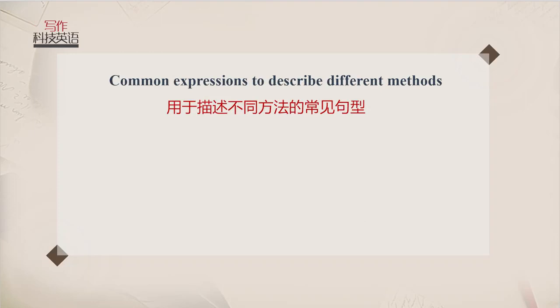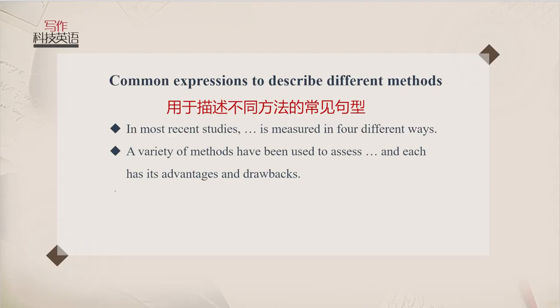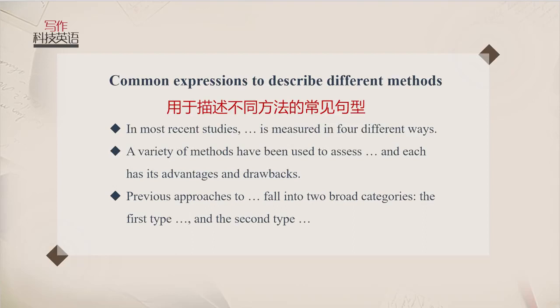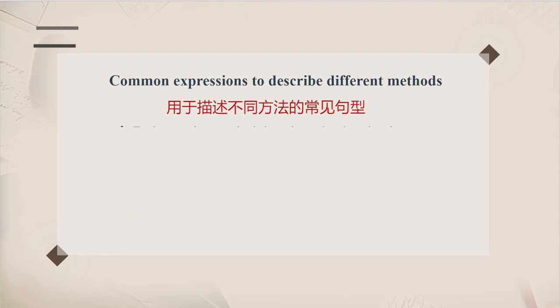Common expressions to describe different methods. 用于描述不同方法的常见句型 In most recent studies, something is measured in 4 different ways. A variety of methods have been used to assess something, and each has its advantages and drawbacks. Previous approaches to something fall into 2 broad categories. The first type is, and the second type is.